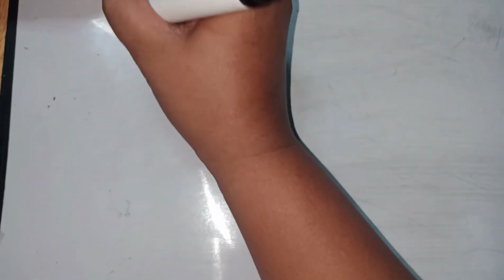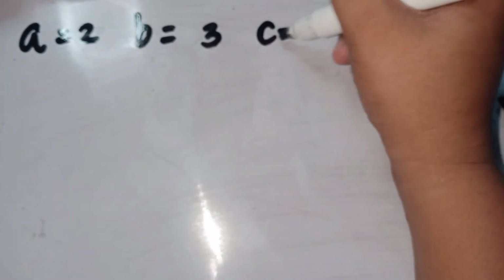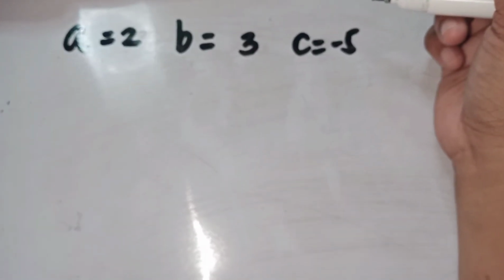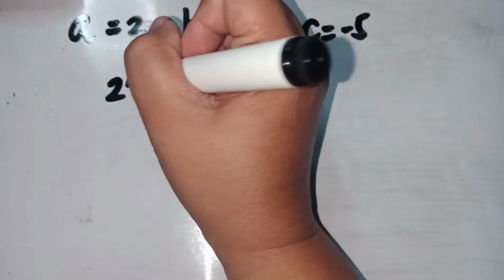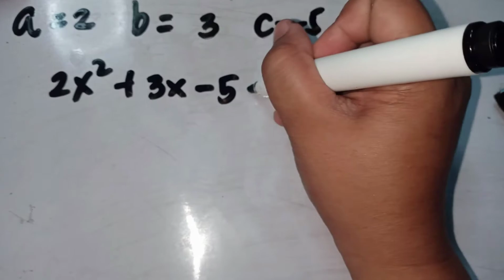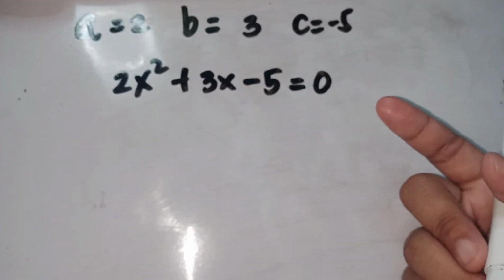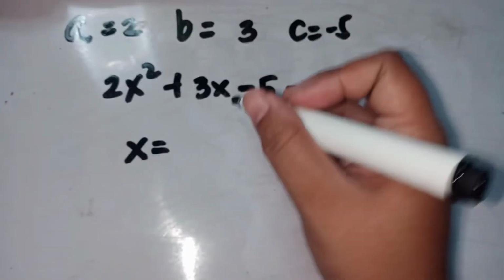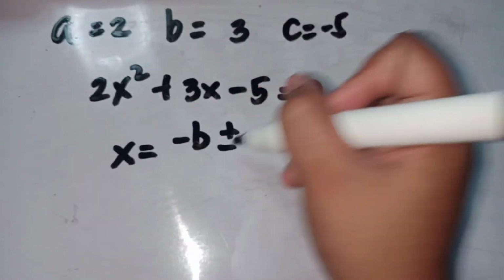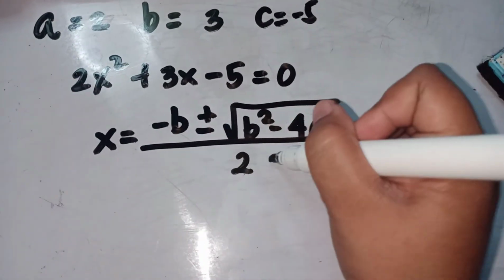Okay, using our values of a, b, c, where a is equal to 2, b is equal to 3, and c is equal to negative 5, let us create the quadratic equation. Since our a is 2, it will become 2x squared plus our b is 3, so 3x, and our c is negative 5, the constant term, equated to 0. Since that is our quadratic equation, let us try to get the roots using the quadratic formula: x is equal to negative b, plus or minus the square root of b squared minus 4ac, all over 2a. We substitute the values.